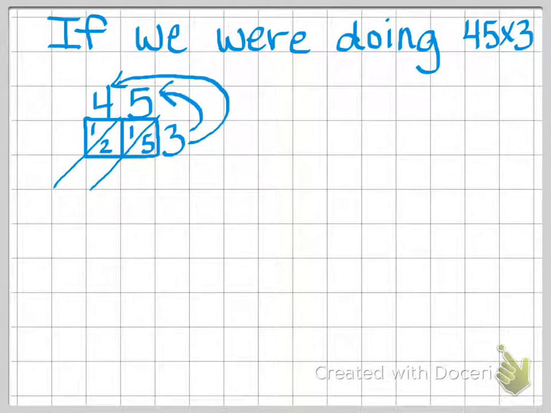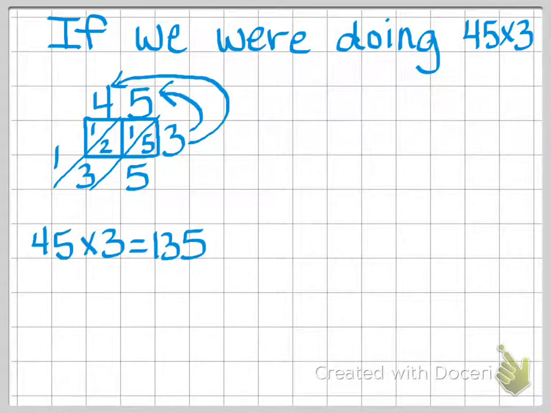We're going to start with the 5, and we don't have anything to add to that, so it's going to be 5. Then we have our 1 plus our 2, which gives us 3, and then we have our 1 plus nothing, which gives us 1. So our answer for 45 times 3 is 135.